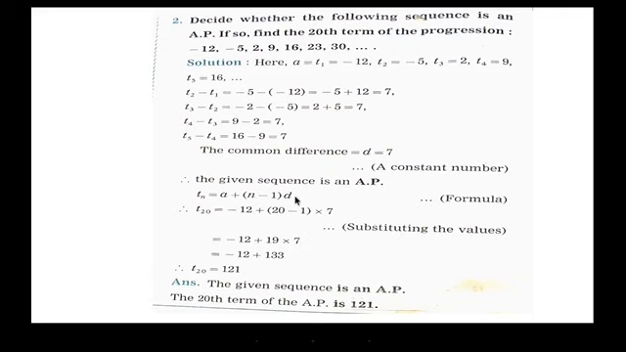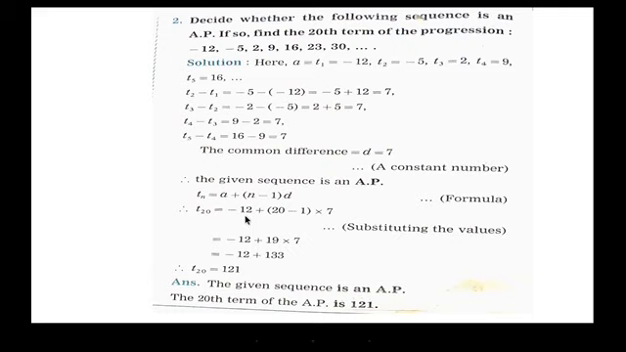Just now we have seen the formula for finding the nth term of a sequence. So using the formula Tn is equal to A plus n minus 1 into D, we find the nth term of the sequence. Here we have to find the 20th term. That means our n is equal to 20. So we find T20. The first term A is minus 12, D is 7. So we substitute the values.